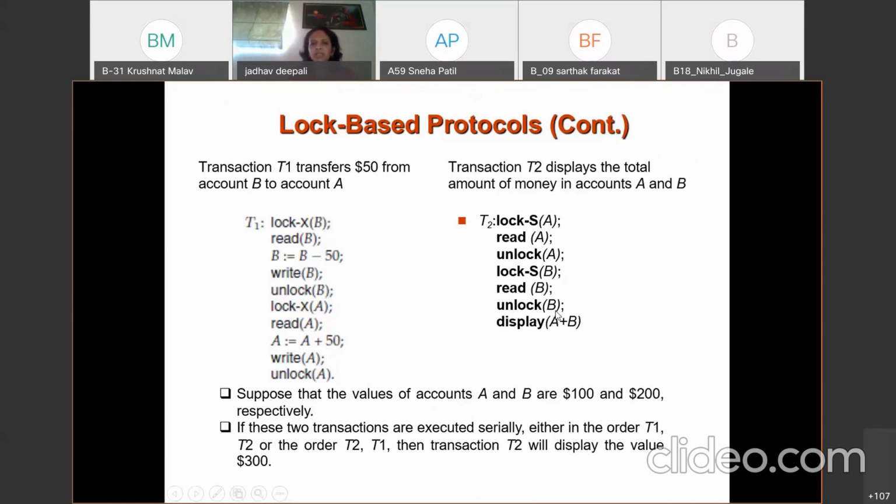If it is executed serially, we consider initially A is equal to 100 and B is equal to 200. Suppose these are executed serially. First, this transaction is executed. So here the value of B becomes 150 and here the value of A becomes 150. And after this, suppose T2 is executed, then what value of A does it read? It reads 150. It reads 150 for B and what does it display?